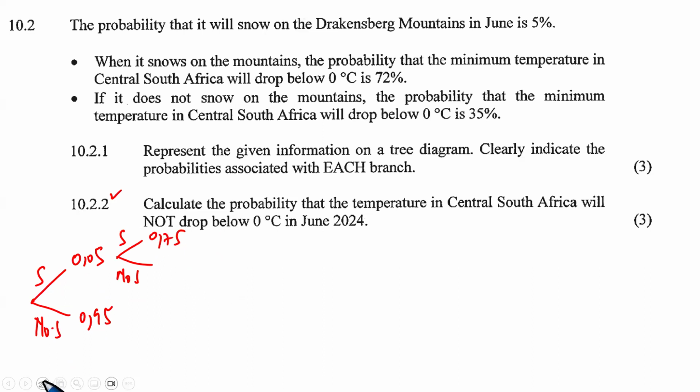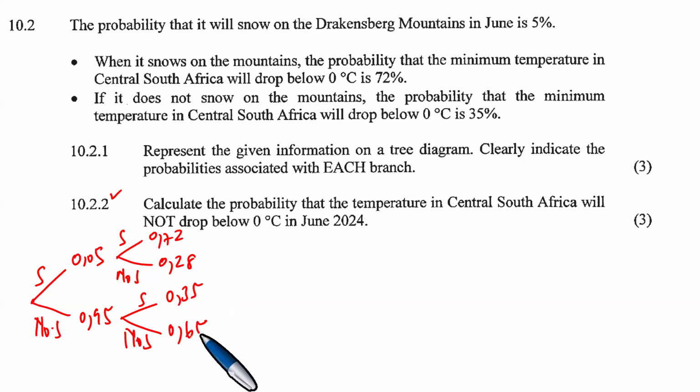Either there's snow or there's no snow. This one is 0.72, and this one is 0.28. Snow or no snow, this one is 0.35, 0.65. Okay, good. Now, calculate the probability that the temperature in central South Africa will not drop below 0 degrees.